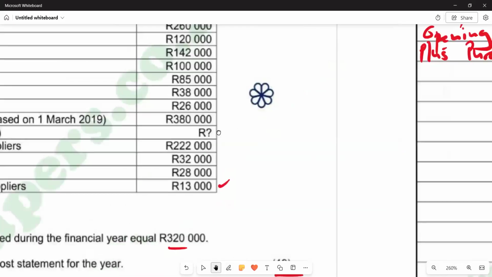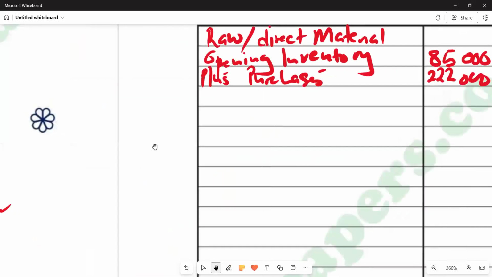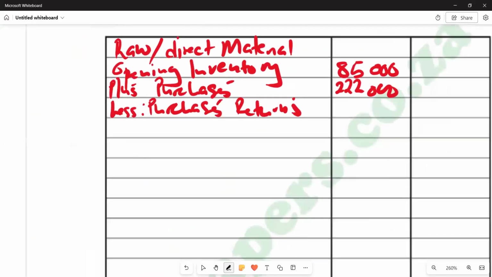So we come here. We are now saying less materials returned, or less purchases returns. You can say materials returned or purchase returns mean the same thing. Then the amount that we are having is 13,000.